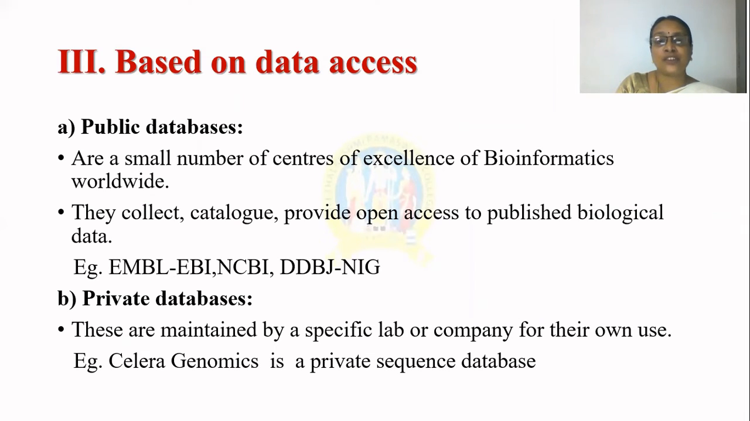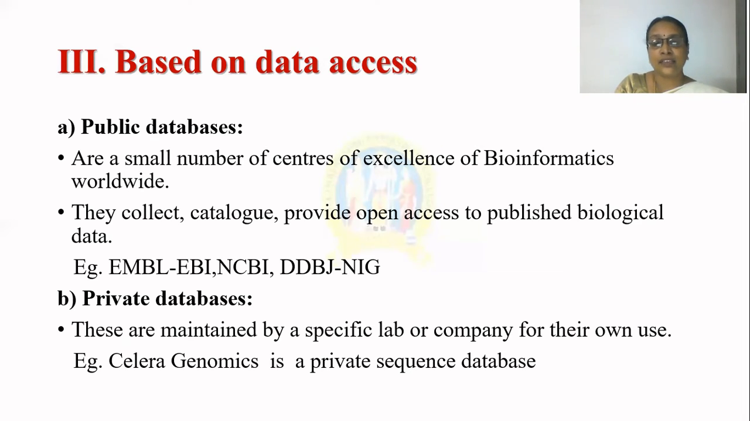The third classification is based on the data access. That is, whether it is a public database or a private database. Public databases are small number of centers of excellence of bioinformatics worldwide. They collect, catalog, provide open access to published biological data. Examples are EMBL maintaining the European Bioinformatics Institute, NCBI maintaining the GenBank database. The DDBJ is maintained by National Institute of Genetics of Japan.